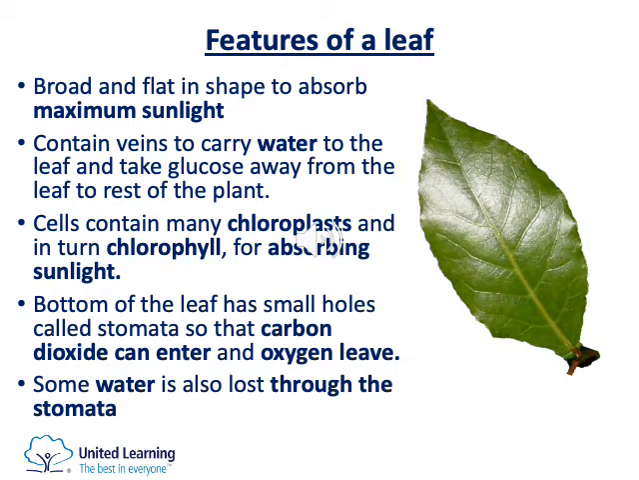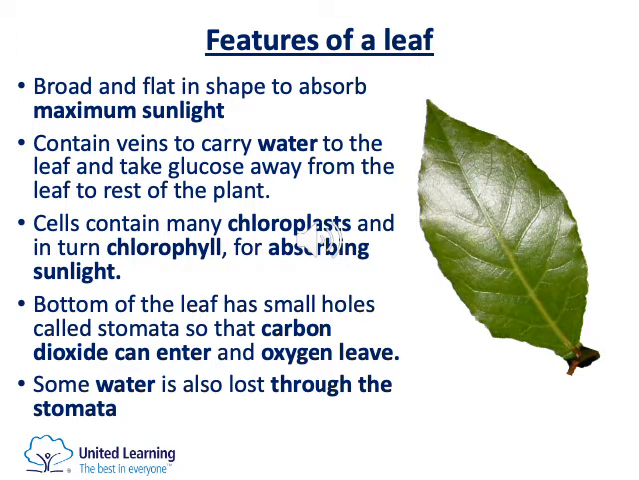Leaves have several features which allow them to carry out photosynthesis as efficiently as possible. The first one is leaves tend to have a broad, flat shape, and this is designed to absorb the maximum amount of sunlight. These also contain veins. Now, these veins are designed to carry water from the stem to the leaf itself, and then once glucose is produced, to take that glucose via the veins to the rest of the plant. The plant cells contain many chloroplasts, which also contain chlorophyll. Now, this green chlorophyll pigment is designed to absorb energy from the sunlight.